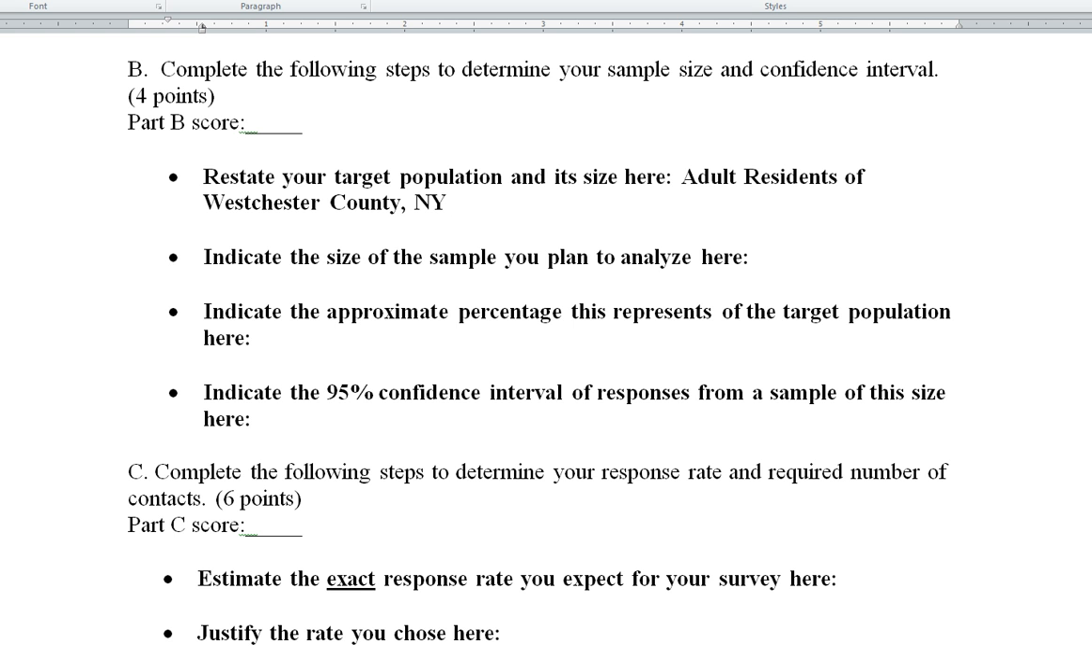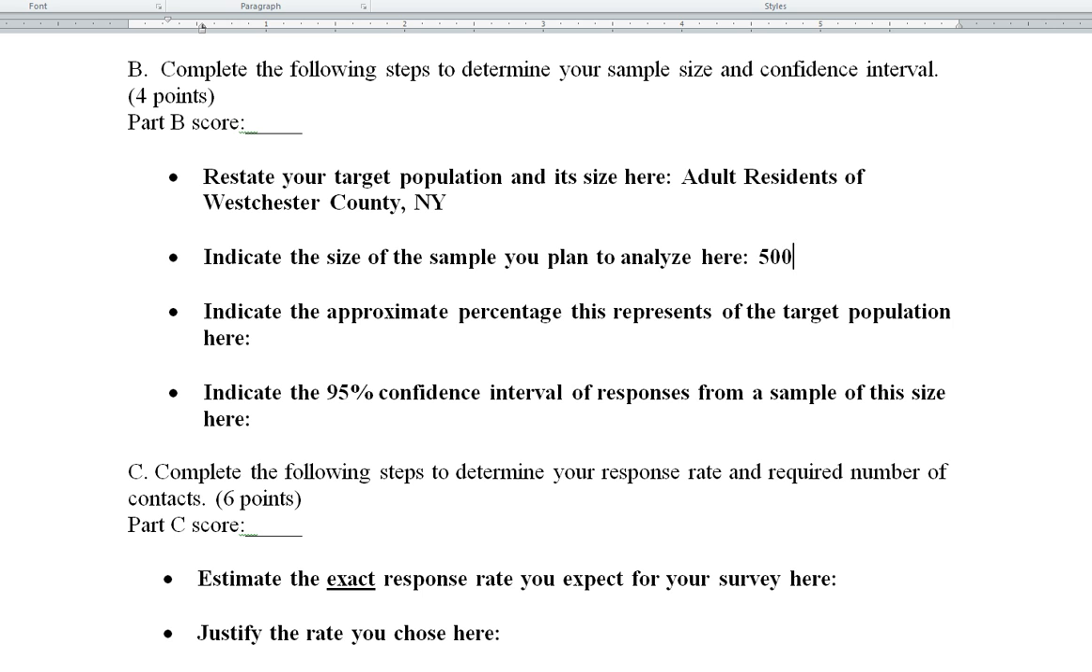The second one is indicate the size of the sample you plan to analyze here. Now, this is a number that you can choose. I would say somewhere between 500 and 1,000 is a roughly adequate number, although it doesn't have to be. This number is basically what you're willing to do. And it's really going to determine how confident you are going to be of the data you collect. So, 500.